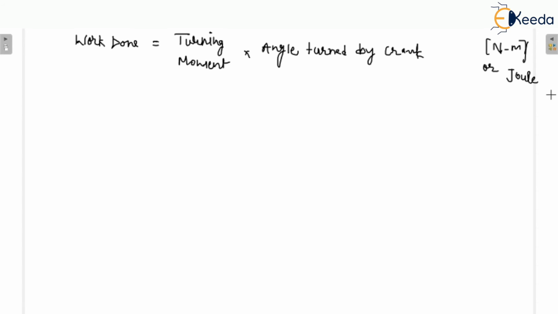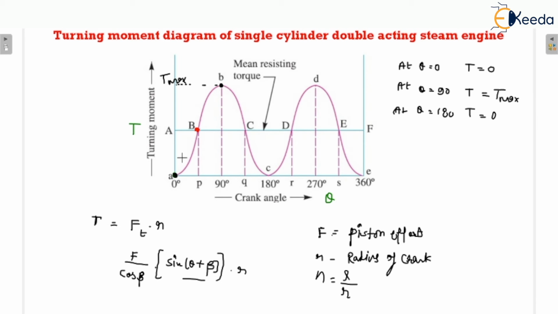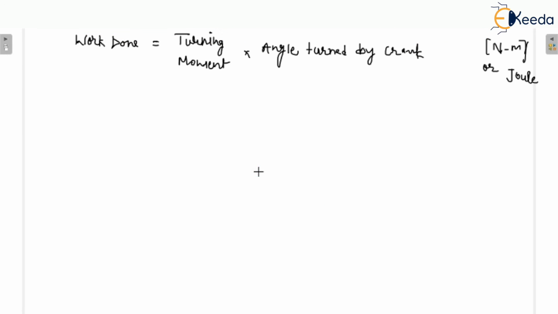Okay, now see here. If this is the work done, you can see this is the multiplication of turning moment and the crank angle. So we can say the work done is represented by the area of the turning moment diagram. Yes or no? Per revolution. Area of the turning moment diagram. You can see the formula.